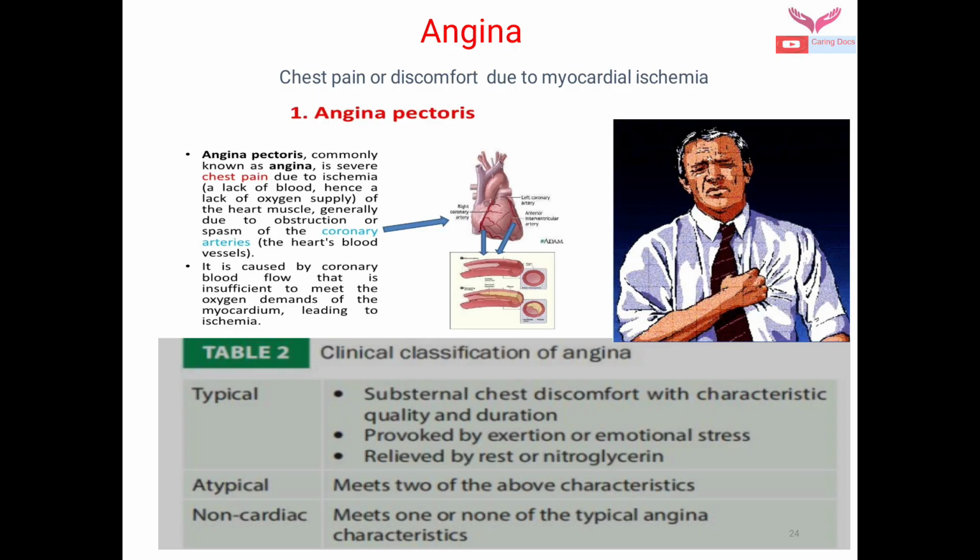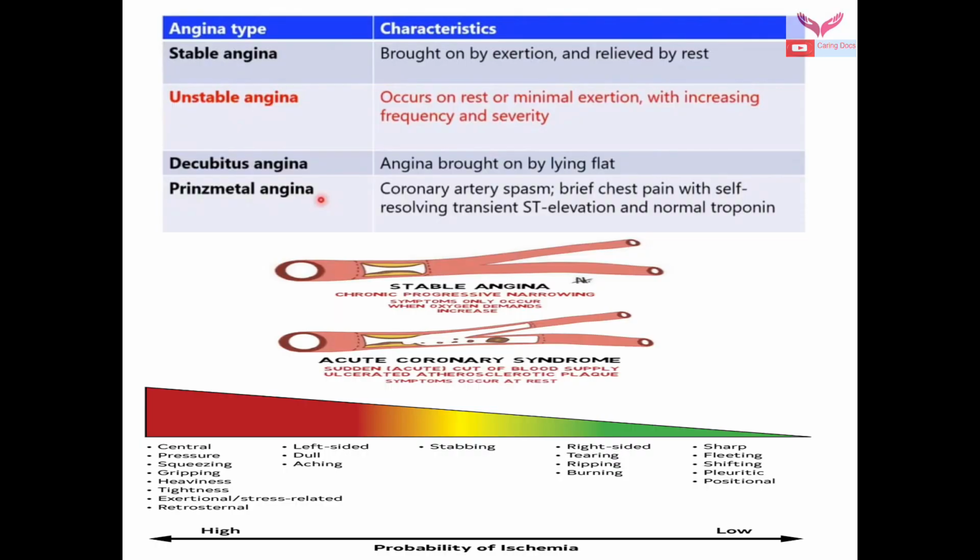Atypical when it meets two of the above criteria. Non-cardiac is when it meets one or none of the atypical or none of the typical anginal characteristics. Stable angina, we call it when the patient feels chest pain on exertion and it is relieved by rest. Unstable is when it occurs on rest or minimal exertion with increasing frequency and severity.